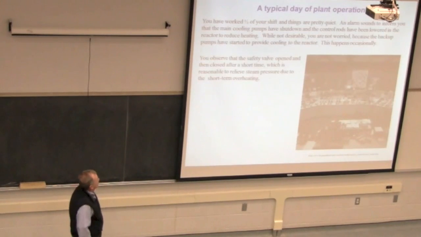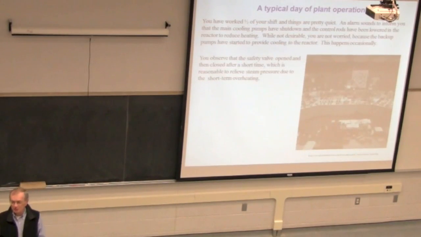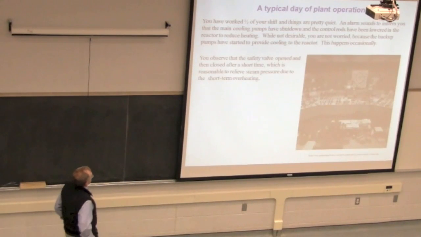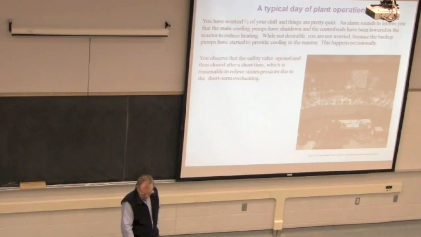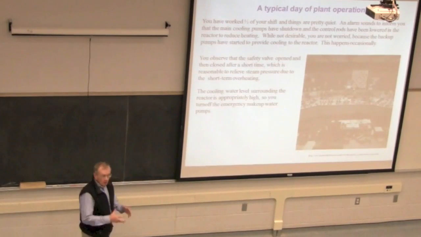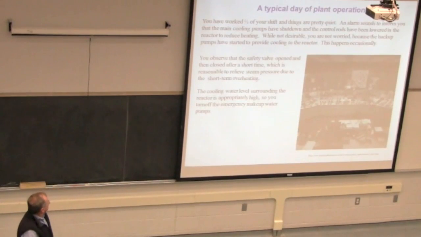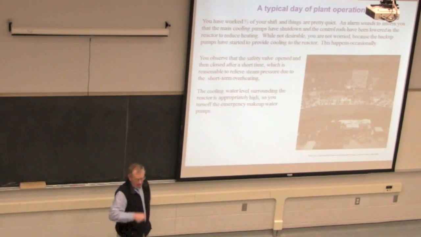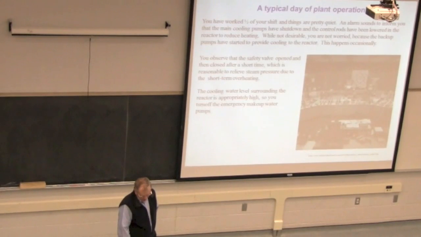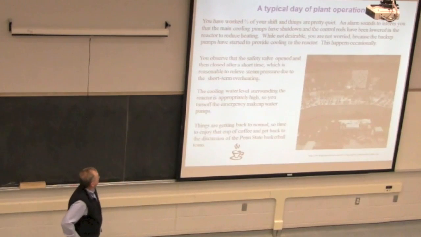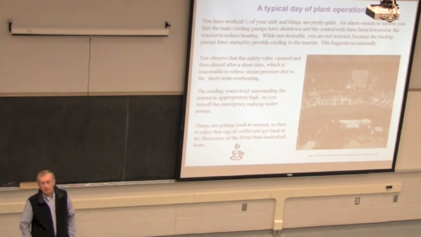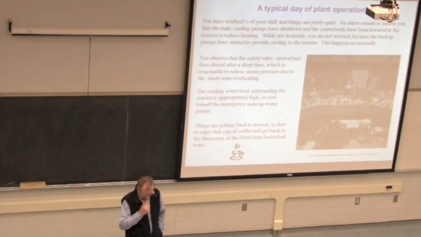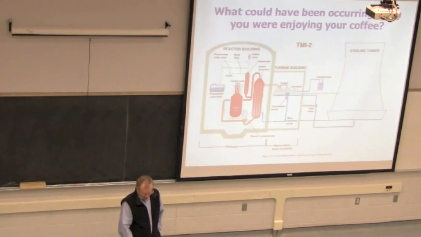You observe that the safety valve, now we know what a safety valve is. Wow, in the beginning, what's a safety valve? But now you know. It's getting too hot, we're starting to boil some water, so we need to relieve this pressure. So the safety valve opens, which is the result of the heating. The cooling water around the nuclear reactor level, yes, we have to have that water around the nuclear reactor all the time, is high, so we think we're okay. We've got water around the system. So you think the safety valve is shut, things are getting back to normal, so you're going to go back and finish up your coffee. So what do you think happened?